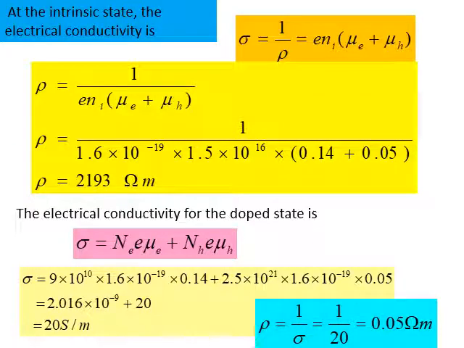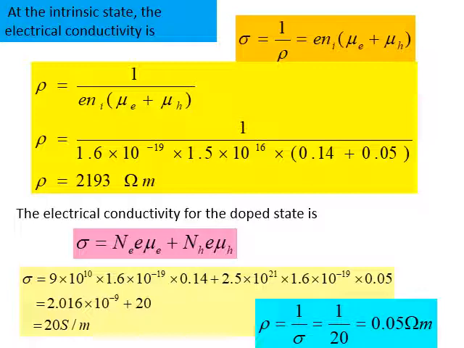Now, to calculate the resistivity of the material in the intrinsic state as well as in the doped state. In the intrinsic state, we are aware that sigma is equal to 1 by rho, which is e Ni (mu E plus mu H), or rho is equal to 1 by e Ni (mu E plus mu H). Substituting e as the electronic charge, Ni as 1.6 × 10^16, and the mobilities given as 0.14 and 0.05, you get the resistivity of the material in the intrinsic state, that is in the pure state, as 2193 ohm meter.